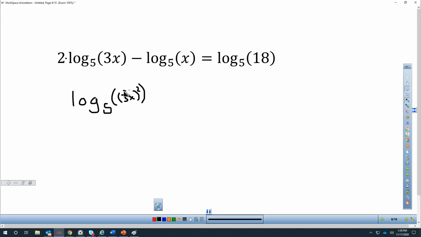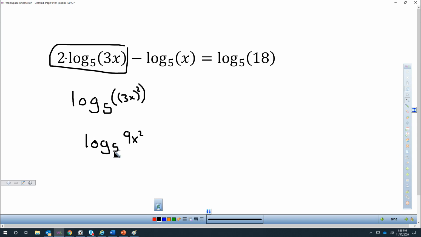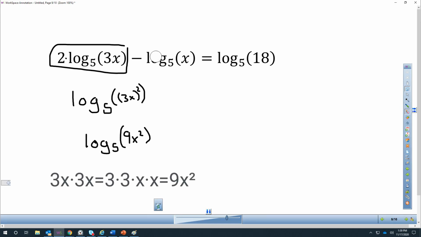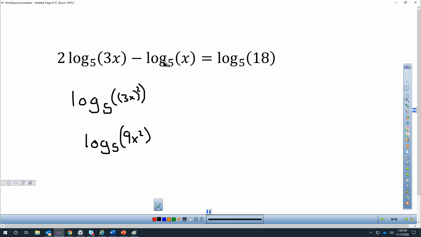So we're basically going to get this for this part right here. And I can distribute that: 3x times 3x is going to be 9x squared. So I got log base 5 of 9x squared. So we just took 3x squared, times 3x by itself twice. We get 9x squared. Okay. Now to deal with this part that's still here. This still has a log base 5 of x. We haven't done anything with that yet.